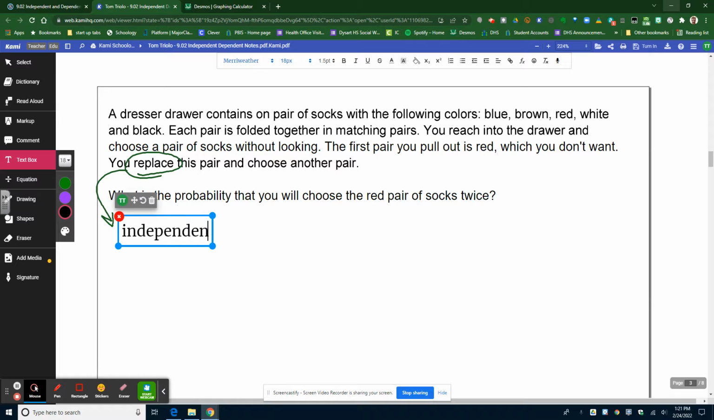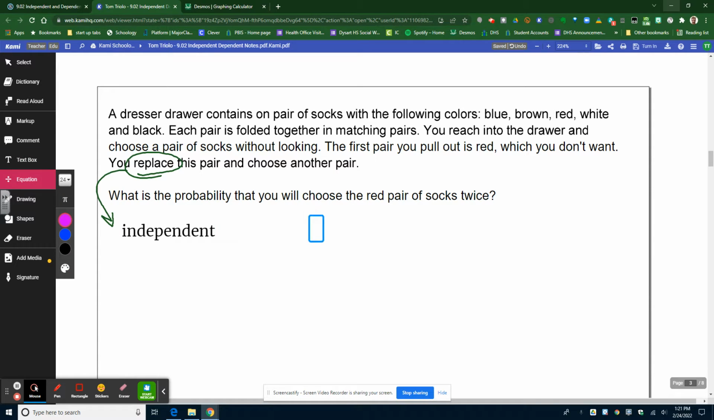Independent. Okay, so we have 5 sets of socks. Do we have repeats of any of them? Nope. So they're 5 different colors. The first time I pull them out, that is 1/5. I put them back in. So what's the chance of me pulling a red sock again? 1/5. And then I multiply them together. So the chance I pull out a pair of red socks 2 times in a row is 1/25. And that's all there is to it.